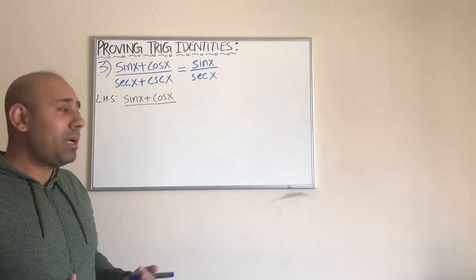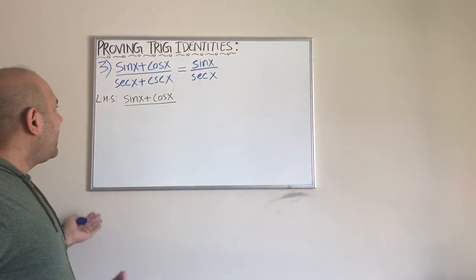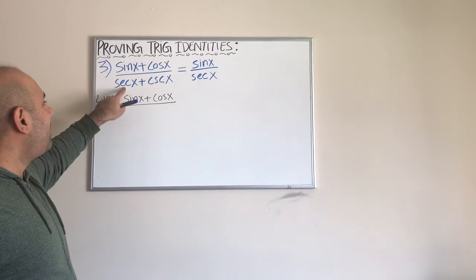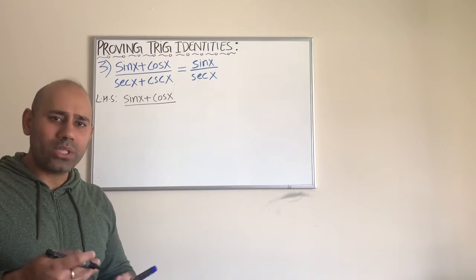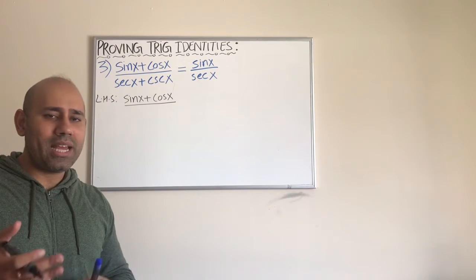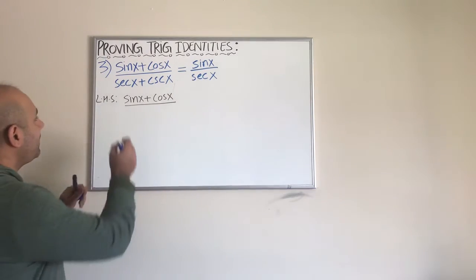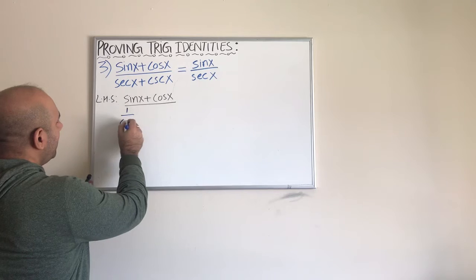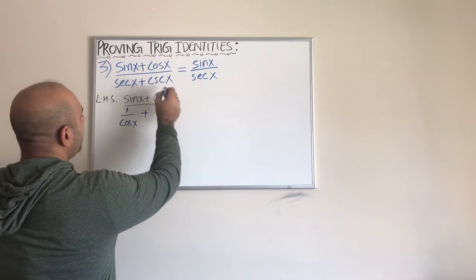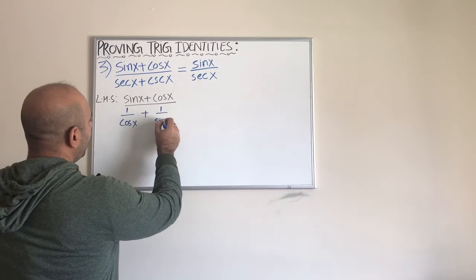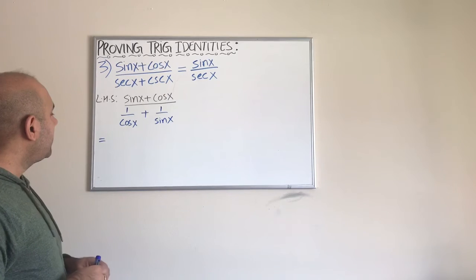And when I say simplify, I don't have too many options. There's only one thing that I can probably do here, which is I can rewrite the secant and cosecant in terms of the cosine and sine, because we know that the cosine is the reciprocal of secant and sine is the reciprocal of the cosecant, right? So I can write this secant as 1 over cosine x, and then I can write this cosecant as 1 over sine x. Right, so that's the first step.